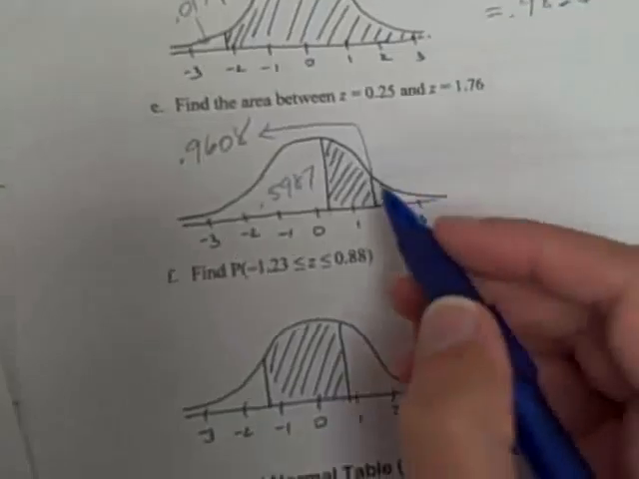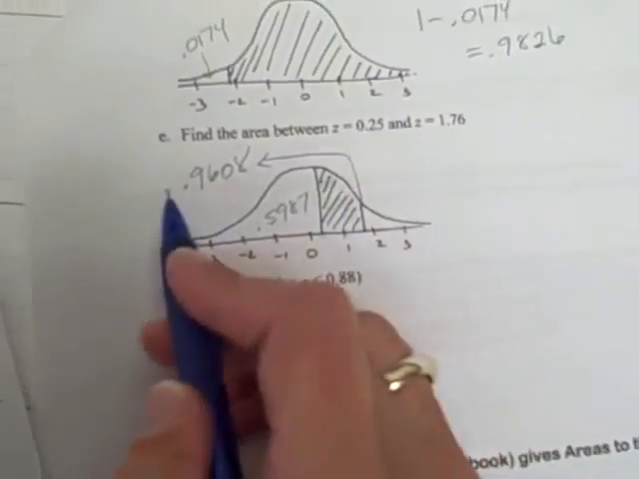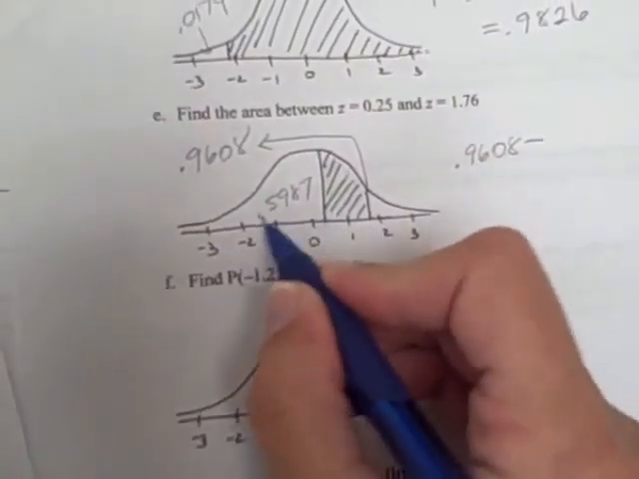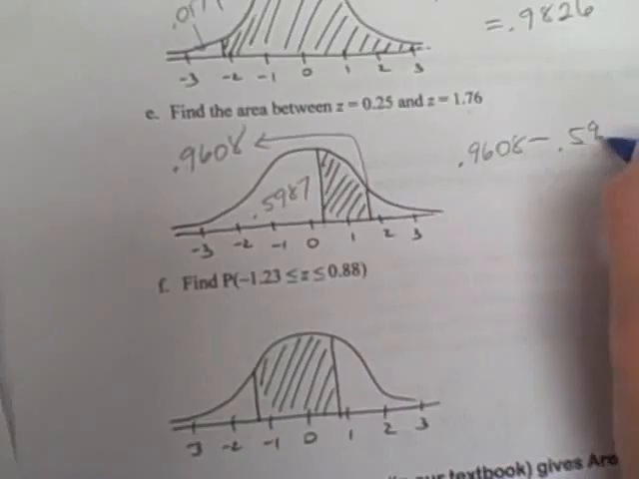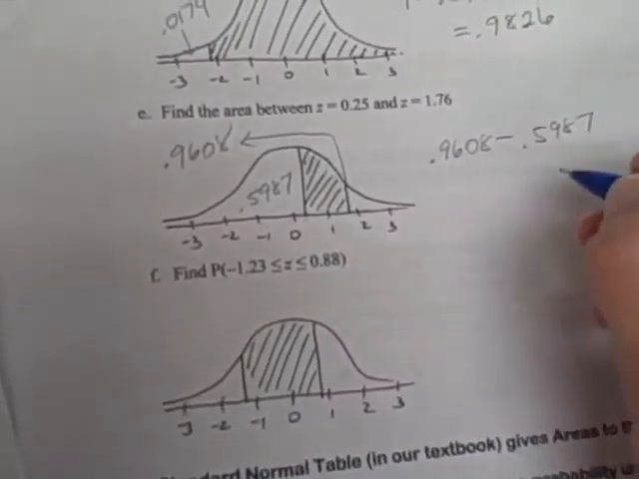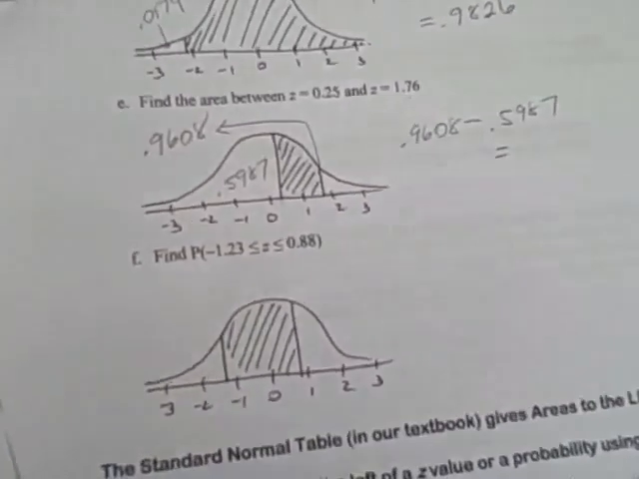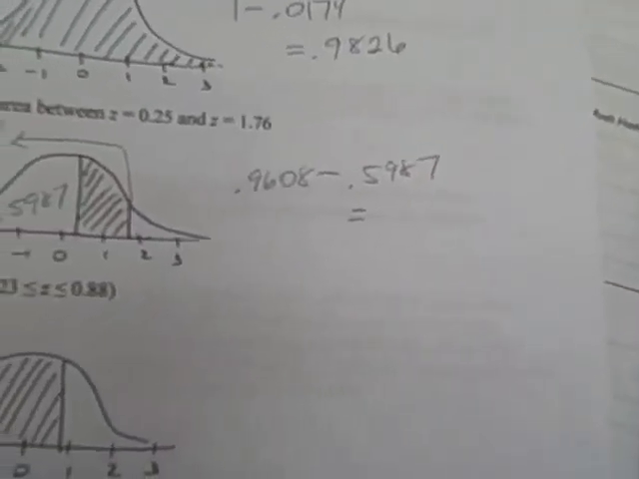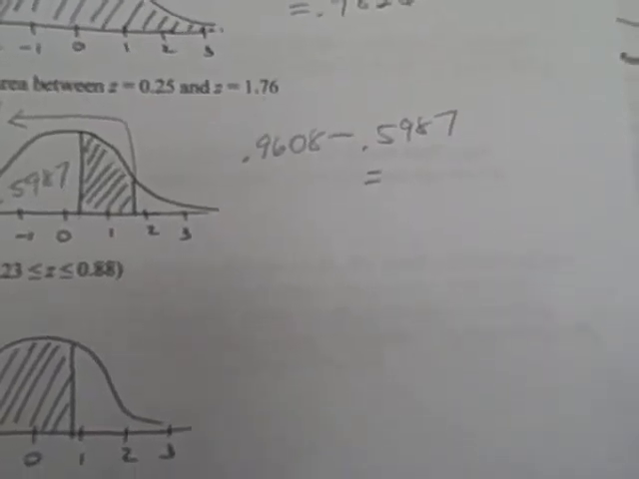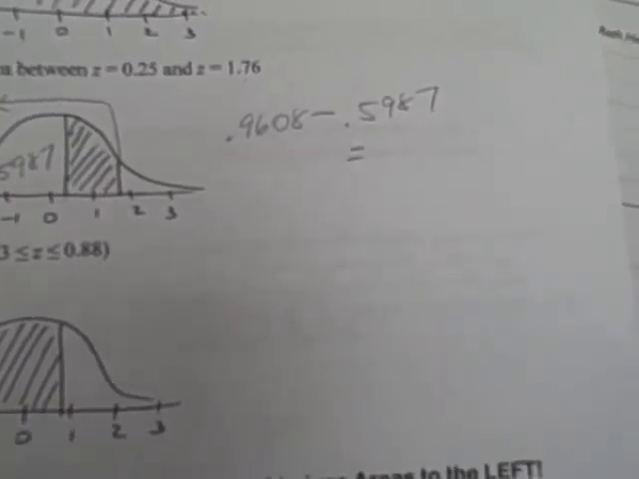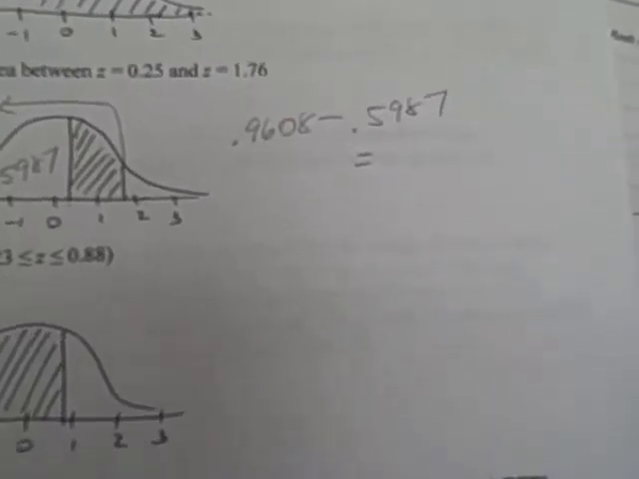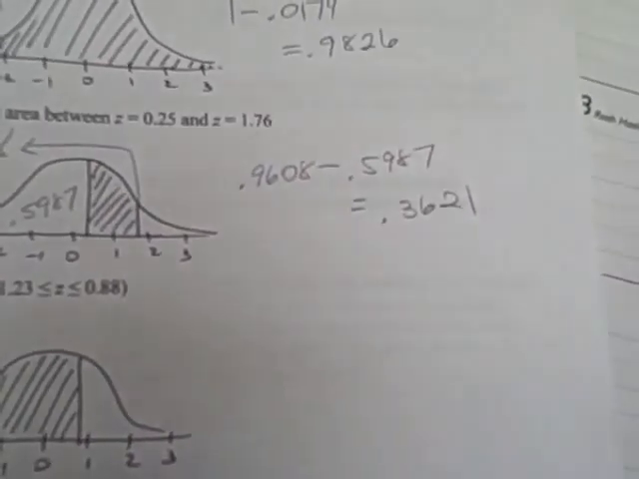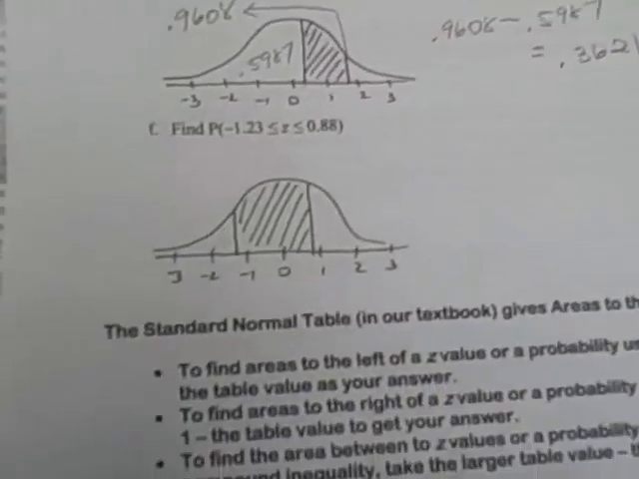Okay? So if I want just this part, I'm going to take all this area to the left minus this area that I don't want. So 0.9608 minus 0.5987. Need my calculator for that one. And I get 0.3621. Okay, let's do another one.